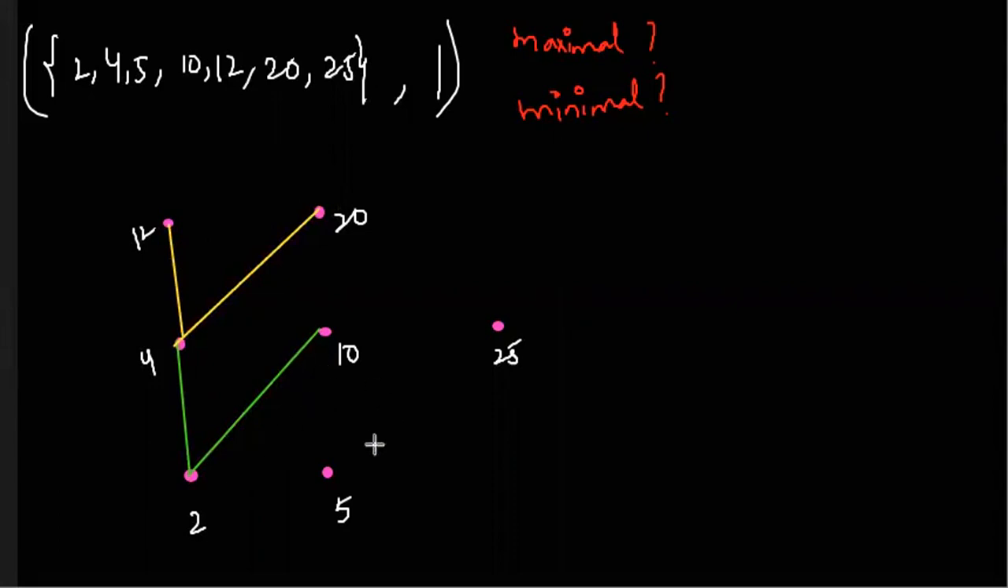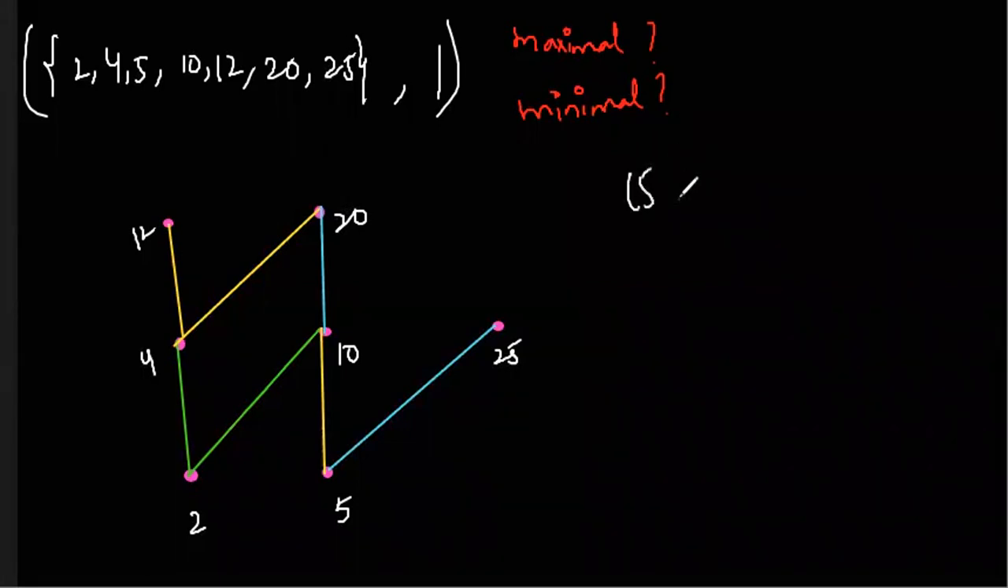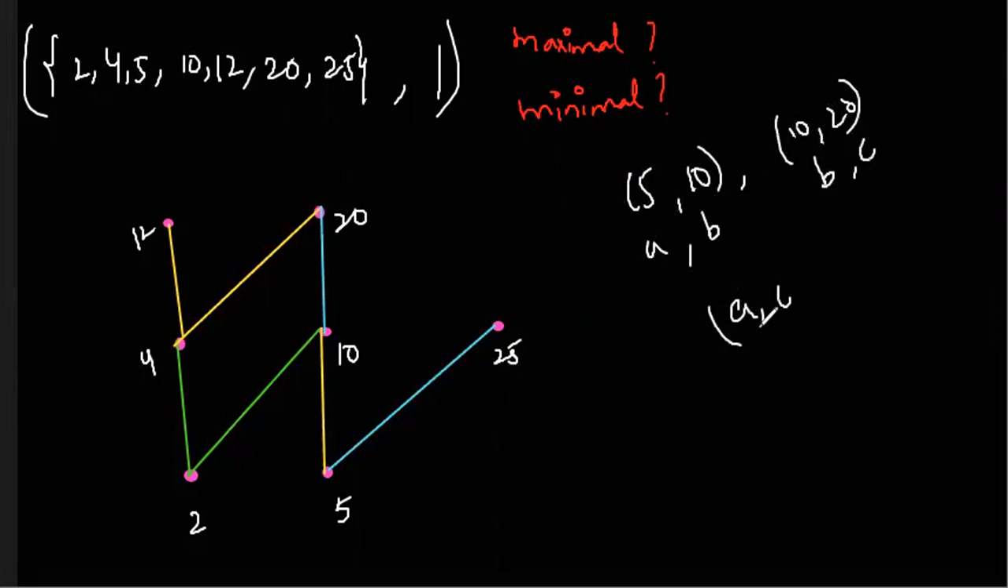Now for 5, we will have 5 divides 10, and then 10 divides 20, and finally 5 divides 25. If we want to show the 5 divides 20 part, we don't need it because we have 10 divides 20. So if you remember the transitive property, if we have 5 divides 10 and 10 divides 20, this is where AB belongs to R, BC belongs to R, then obviously AC will also belong to R. That is 5 divides 20.